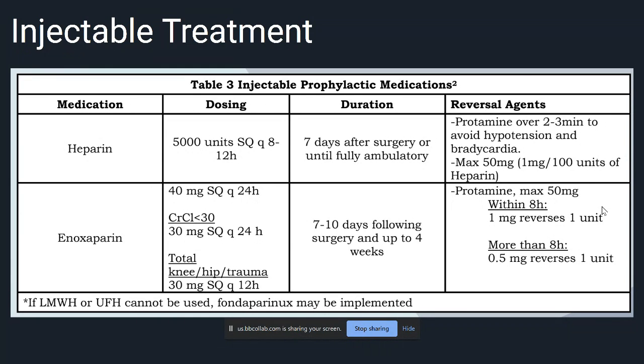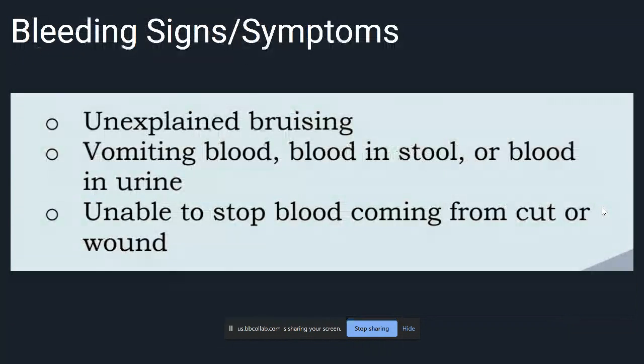This can also be reversed with protamine, but depending on when the last dose of enoxaparin was given is how much you would reverse by. And if for some reason that low molecular weight heparin or unfractionated heparin cannot be used, fondaparinux may be implemented according to the physician's orders.